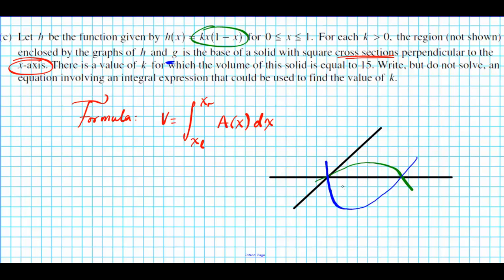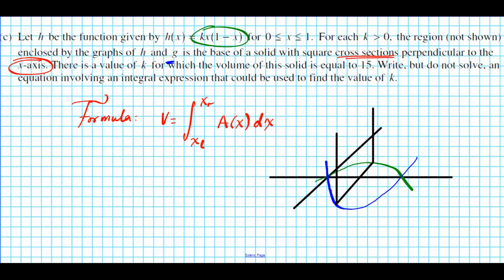Okay, so now this is a region. Now the region between these two functions is the base of a square. Okay, so what are we going to do? Just draw in the square. So this right here, that's the base of your square, and then you draw your square, something like this. It doesn't have to be perfect. So there goes your square.